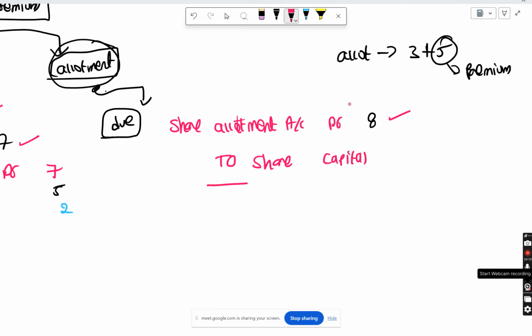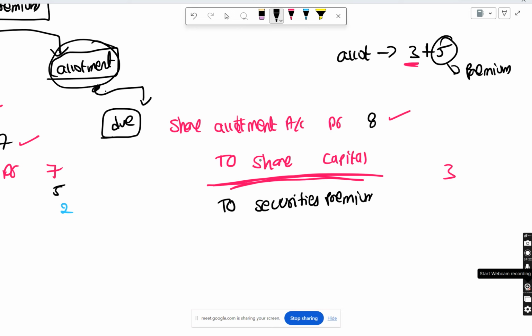to share capital account. Only face value, always remember only face value can go. Face value here is 3. Then to securities premium account 5. This is the due entry.